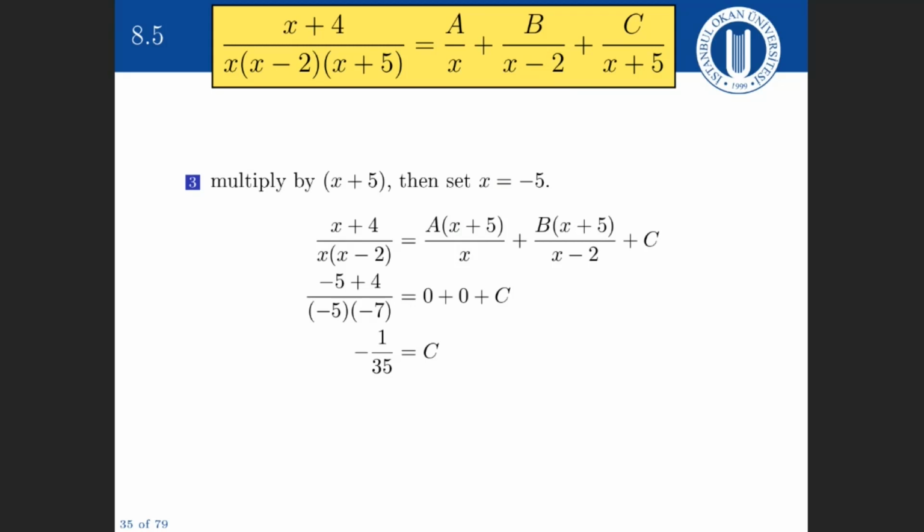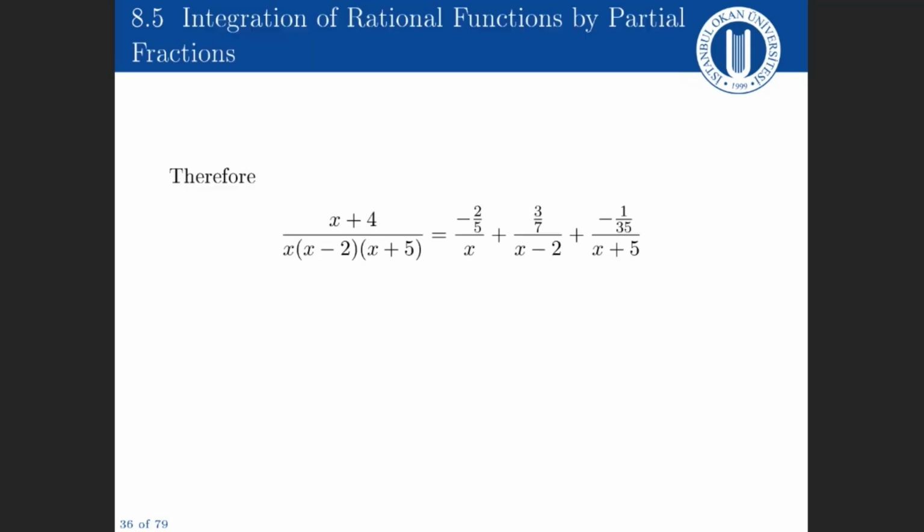Do the same thing, but multiply by x plus 5 and then set x equal to minus 5. The right-hand side then just becomes 0 plus c. And the left side, when we calculate it, is this number. And that was quicker, that was less work than using the first method I showed you.